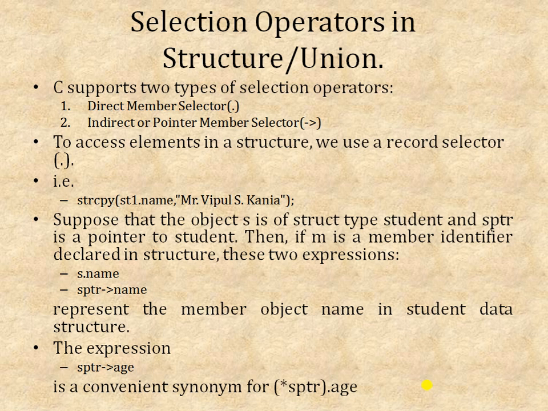Over here you need to remember that s is a simple structure variable, whereas sptr is a pointer to structure student, right? So you just need to remember only one thing. If you are using a pointer for a structure, then you can access the members of that structure using the pointer with the help of the arrow operator. The expression sptr arrow age is a convenient synonym for (*sptr).age.